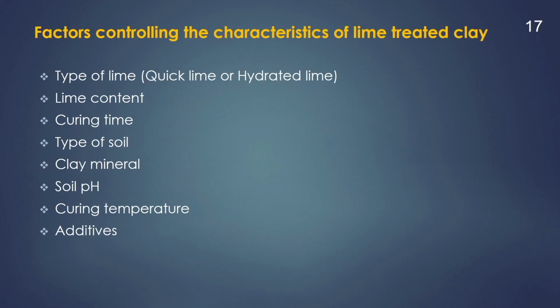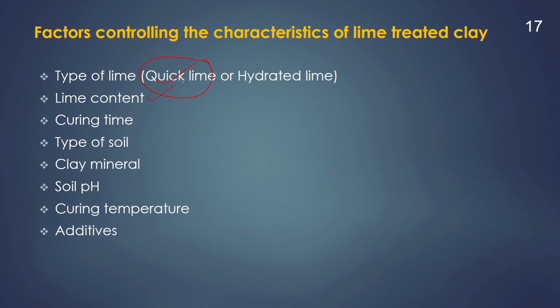There are different factors which can control the characteristics of lime treated clay. For example, the type of lime, whether it is quick lime or hydrated lime. Generally quick lime is more preferred in comparison to hydrated lime because it gives more strength to the soil. However, the usability of quick lime is a bit difficult and we have to be careful while using quick lime in comparison to hydrated lime.